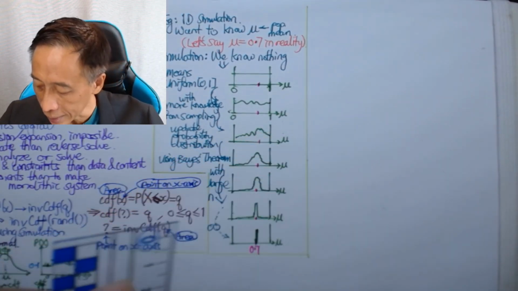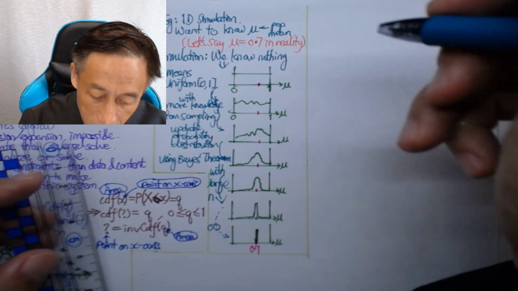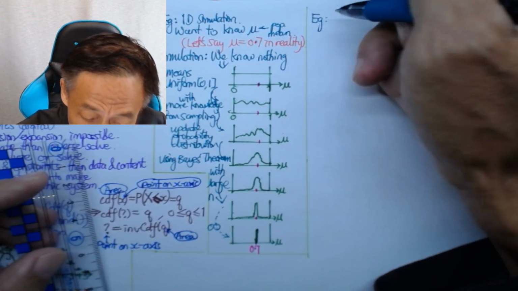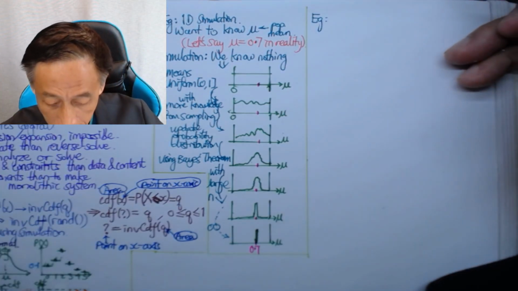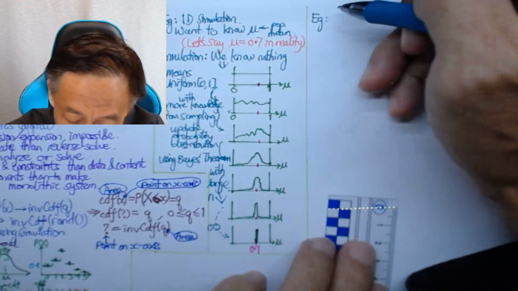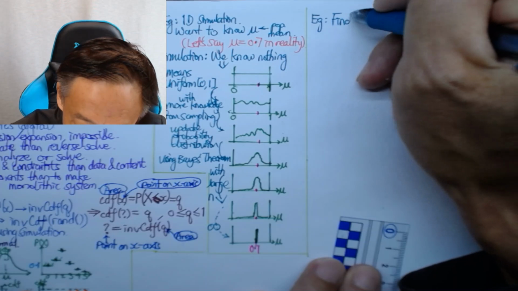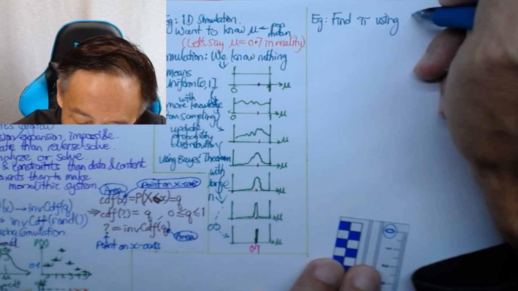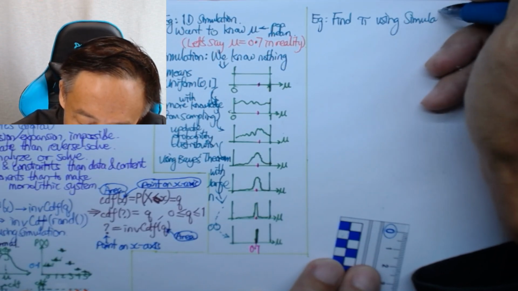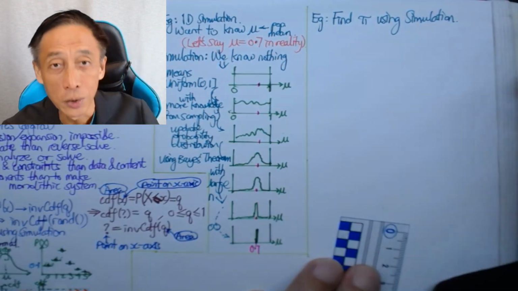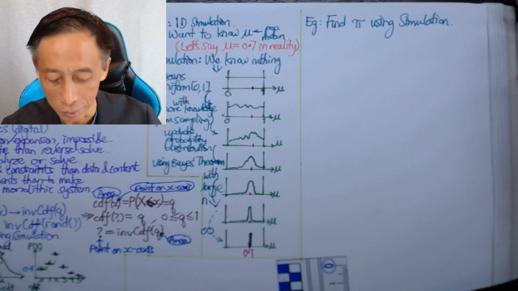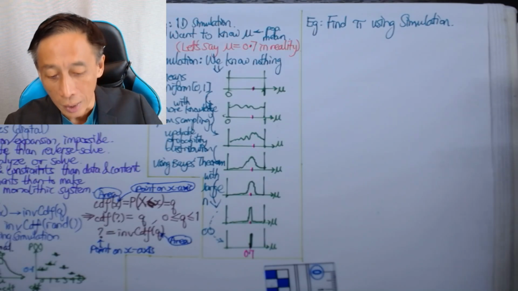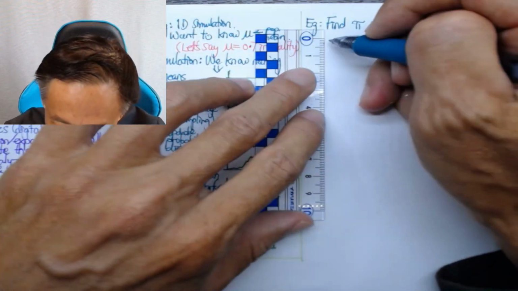We're going to throw darts at a particular board, and this board is going to be, wait, let me write down first. Find pi using simulation, right? Okay, so the idea is we're going to use this idea of Monte Carlo simulation, which is that we will draw a board of a square.